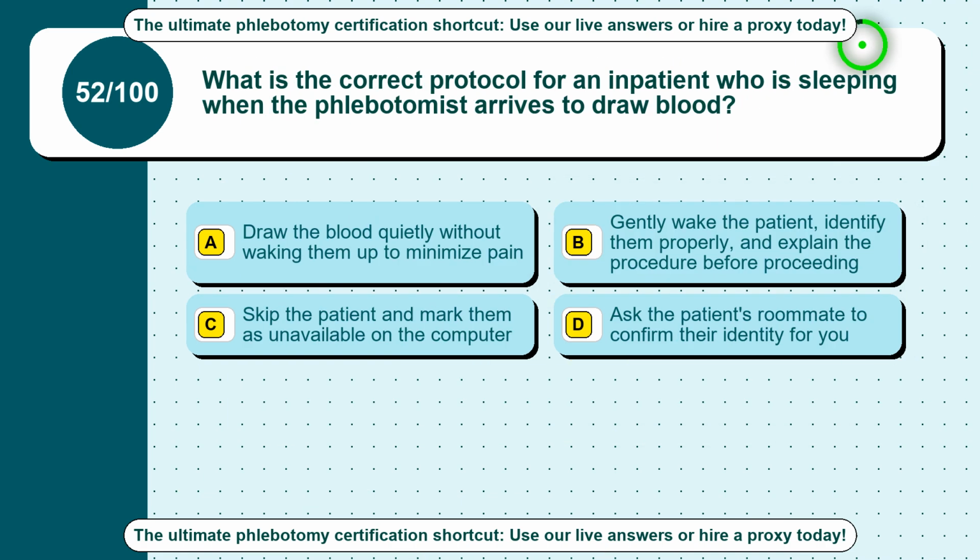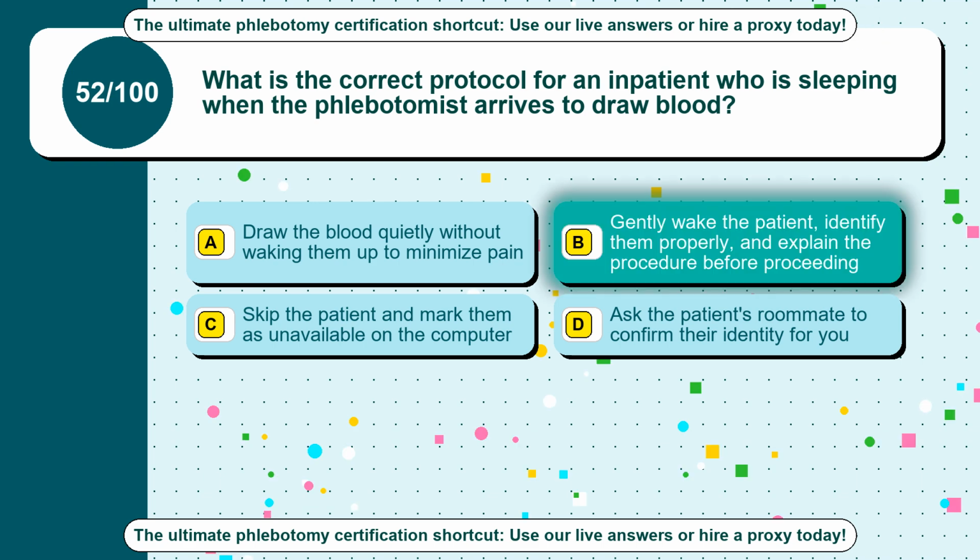Question 52. What is the correct protocol for an inpatient who is sleeping when the phlebotomist arrives to draw blood? Option A. Draw the blood quietly without waking them up to minimize pain. Option B. Gently wake the patient, identify them properly, and explain the procedure before proceeding. Option C. Skip the patient and mark them as unavailable on the computer. Option D. Ask the patient's roommate to confirm their identity for you. The correct answer is option B.